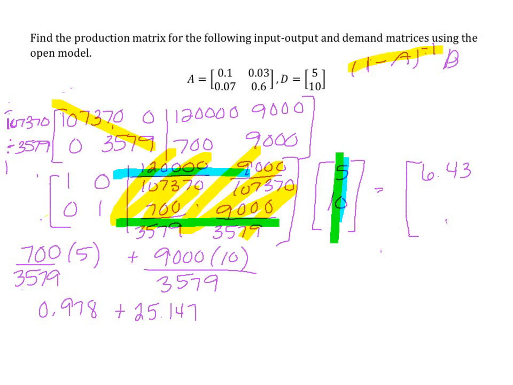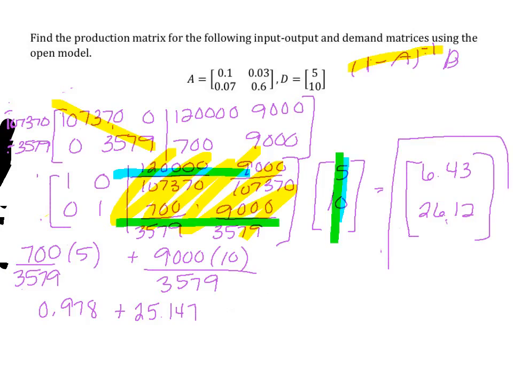So if we were to add those two together and round, we will get 26.12. So our production matrix is the following. And this concludes section 2.6, Input-Output Models.